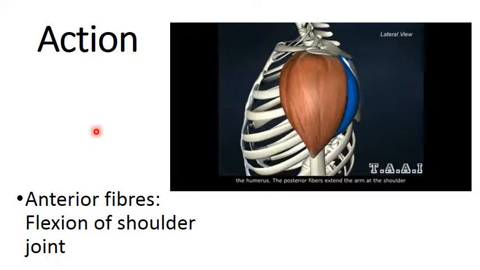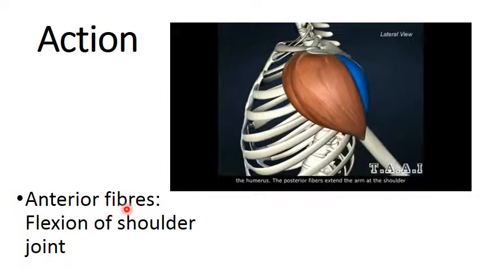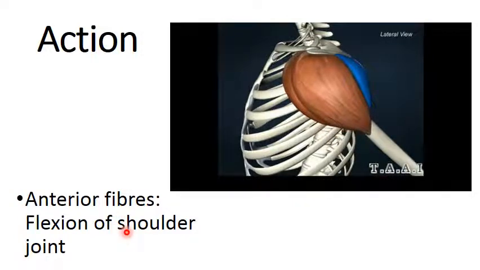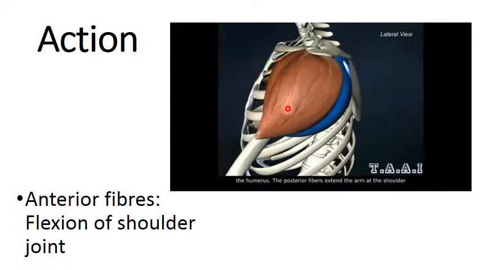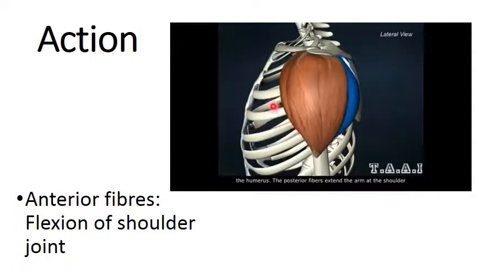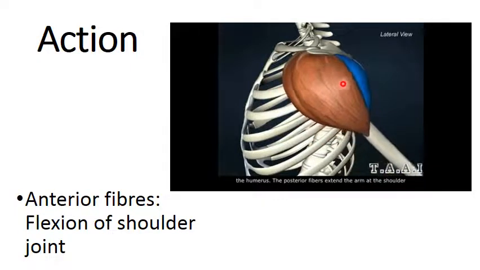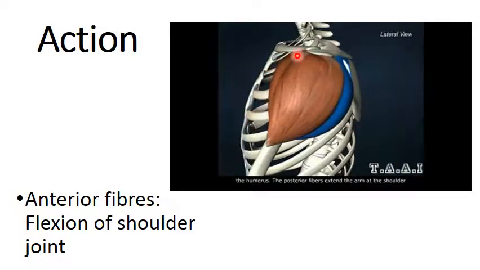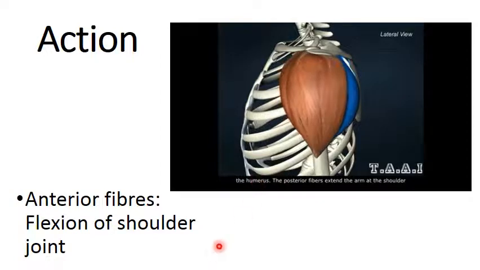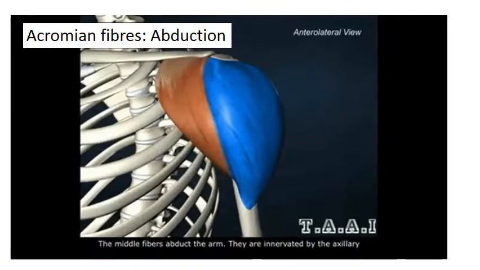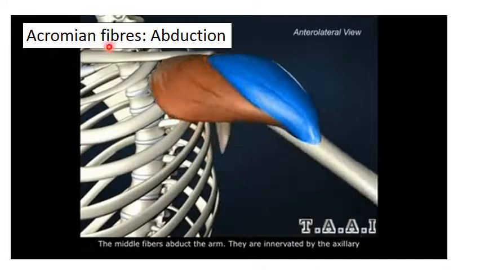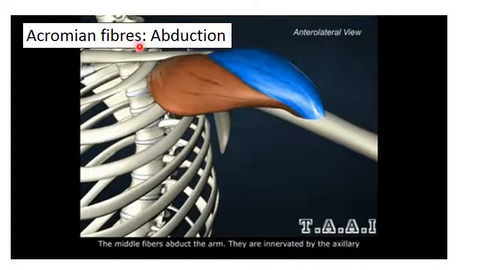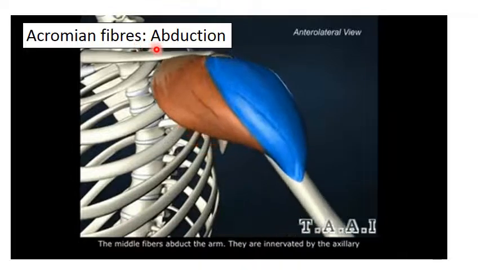Coming to the actions of the deltoid muscle. As I told you earlier, it has three sets of fibers: anterior, lateral and posterior. The anterior fibers are responsible for flexion of the shoulder joint. In the picture you can identify that if the arm is moving forwards, that is flexion of the shoulder joint, caused by the anterior fibers. If it is moving back, the posterior fibers are acting.